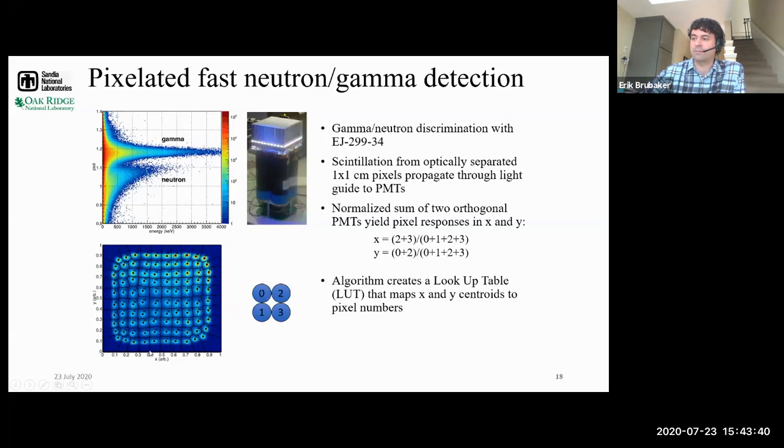And so you can see a map here, with the flood source, of 100 different hot spots. If we look at the plane of the ratios of the different 4 PMTs, we can do a calibration and determine, for a given event that we see later, which pixel we are going to assign it to based on that. And this is just showing the pulse shape discrimination capability there, of course, which is very important for a neutron detector.